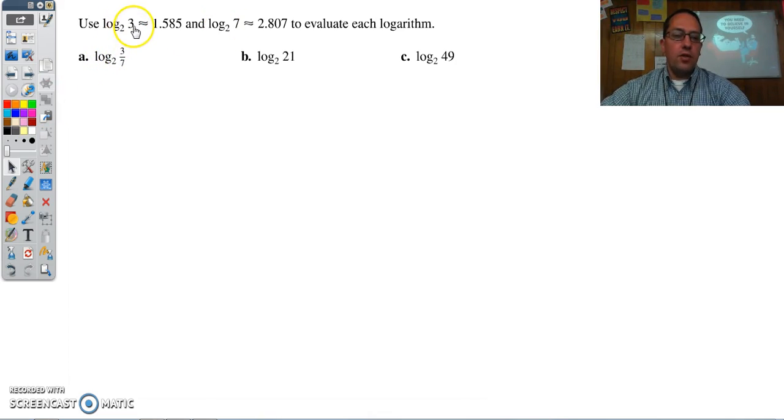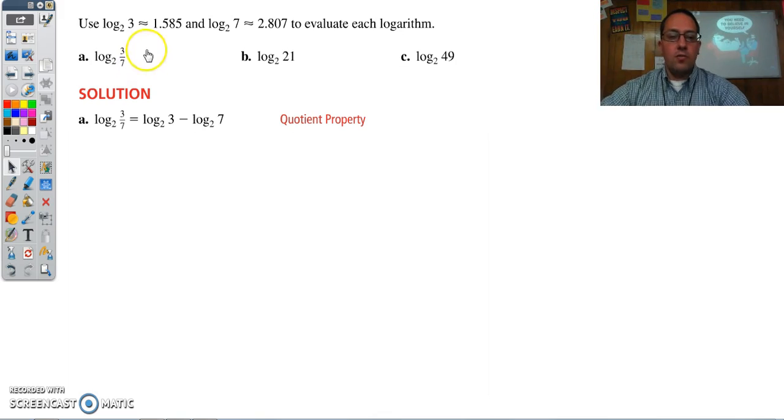So we have 3 and 7, and they're being divided. So this is the quotient property. And this one's fairly obvious that that's what we're doing. So the quotient property says this is going to be log base 2 of 3 on numerator minus log base 2 of 7, which is the denominator.